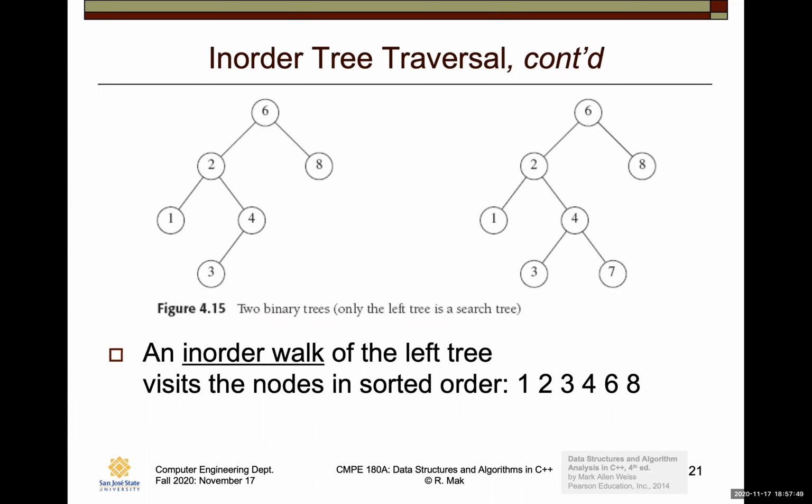What makes the tree on the right not a binary search tree? Is it because of 7? Yes, it's because of the 7. And why is 7 out of place? Because look at 6. In order for it to be a binary search tree, all the values in the left subtree have to be less. And oh dear, there's a 7.